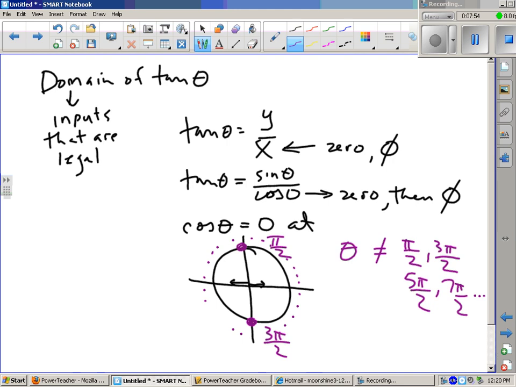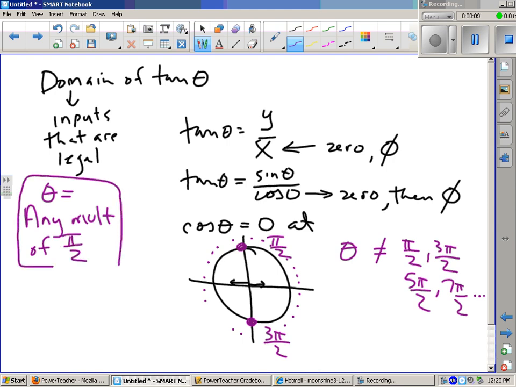So the way you can say this is that theta can equal any multiple of pi over 2. That would be how you should say the answer. I know that these are the answers, but there's millions more because you can keep going round and round the circle and get another one.